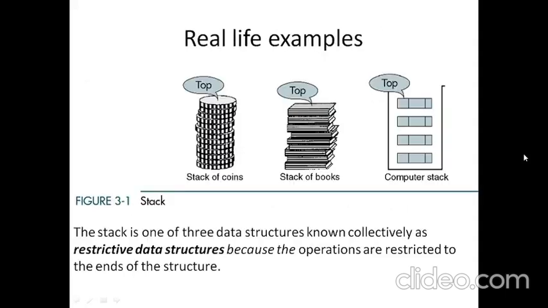Before going to the operations, let's look at some real life examples, like when you place books on top of each other, then at any point of time, the last book that was recently entered must be at the top, and it is also the one that we take out first. Going by the normal natural tendency, we remove the book that is at the top of the hierarchy. This characteristic is what is adopted in the stack data structure, and it's also known as a restrictive data structure because the operations are restricted to the ends of the structure.